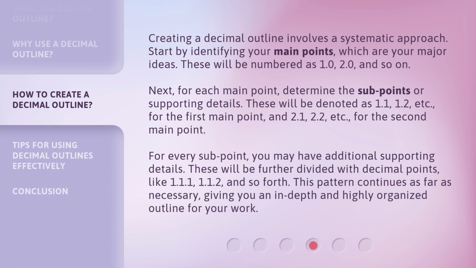Creating a decimal outline involves a systematic approach. Start by identifying your main points, which are your major ideas. These will be numbered as 1.0, 2.0, and so on. Next, for each main point, determine the subpoints or supporting details. These will be denoted as 1.1, 1.2, etc. for the first main point, and 2.1, 2.2, etc. for the second main point.